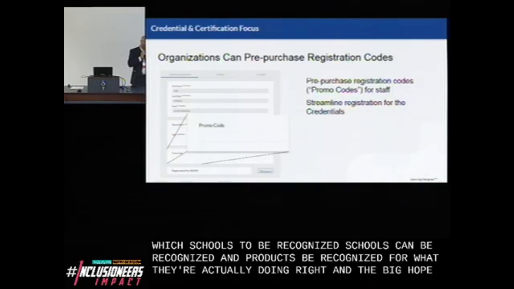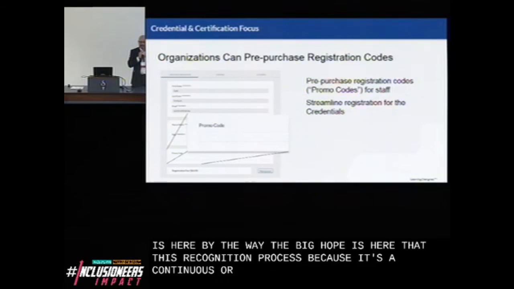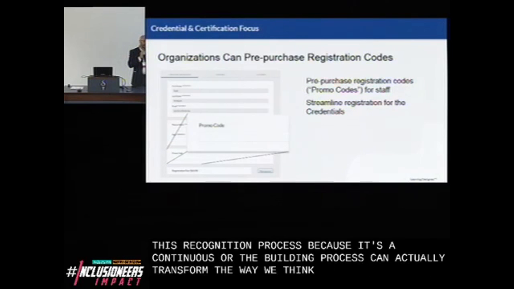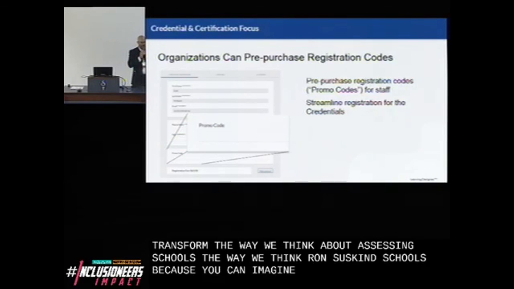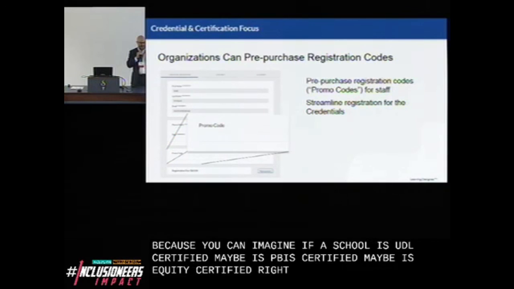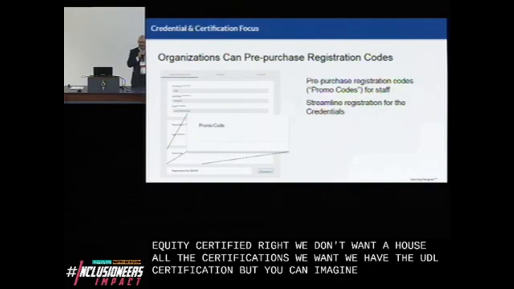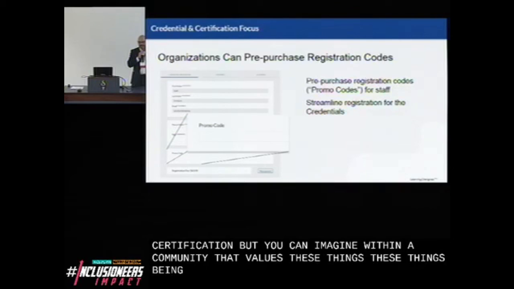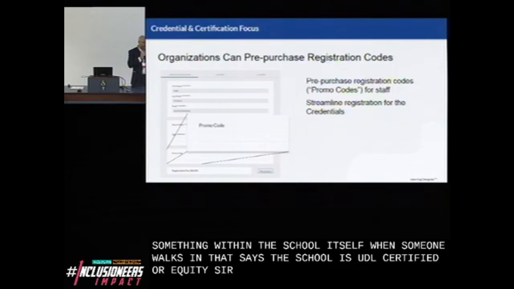And the big hope is here, by the way, that this recognition process, because it's a continuous building process, can actually transform the way we think about assessing schools. Because you can imagine if a school was UDL certified, maybe it was PBIS certified, maybe it was equity certified, right? We don't want to house all those certifications. We have the UDL certification. But you can imagine within a community that values these things, having seals within the school itself when someone walks in that says this school is UDL certified or equity certified, and then on the website saying the same thing.